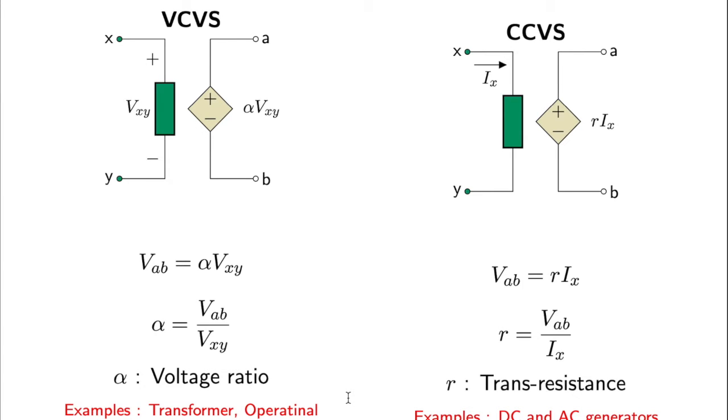Similarly, in the case of the current controlled voltage source, the controlling parameter is the current Ix and the controlled parameter is the voltage value VAB. When you correlate this, the dimension of this constant R comes out to be that of a resistance. This is not an actual resistance present there, so it is named transresistance. Generators are basically the practical example of a current controlled voltage source, where the output voltage depends on the field current.